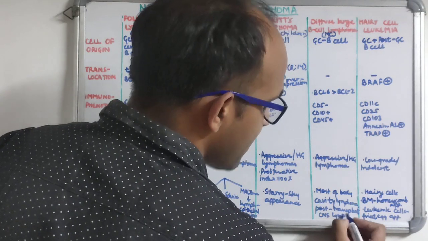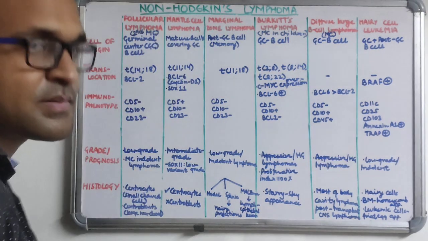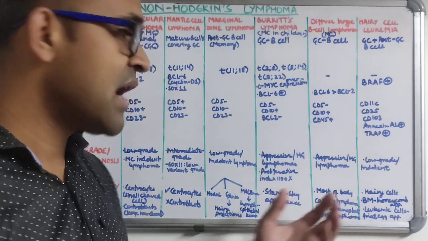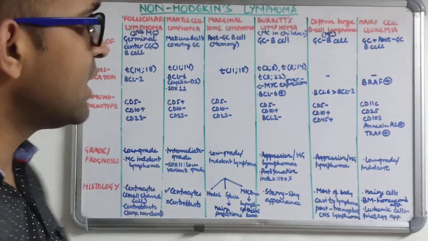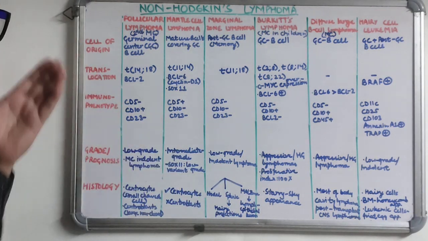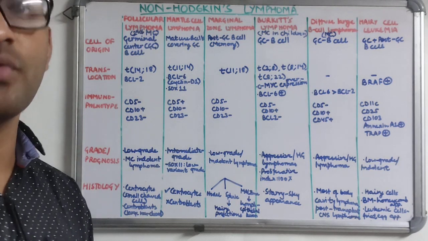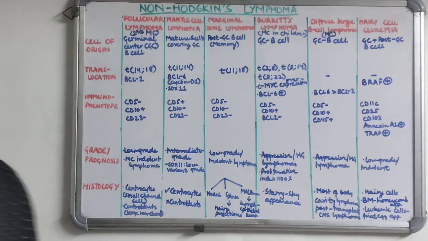So most of CNS lymphoma which are seen in HIV or other immunodeficient condition, they are DLBCL. Similarly, post-transplant lymphomas, they are DLBCL, and body cavity lymphomas are also DLBCL variety. So this is all about the cell of origin, translocation, immunophenotype, prognosis and histology. Now we move on to discuss about the clinical features and treatment.